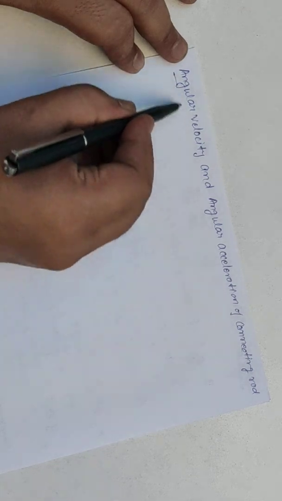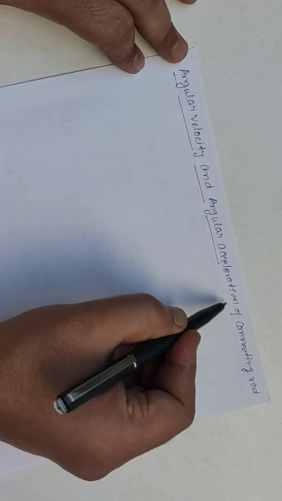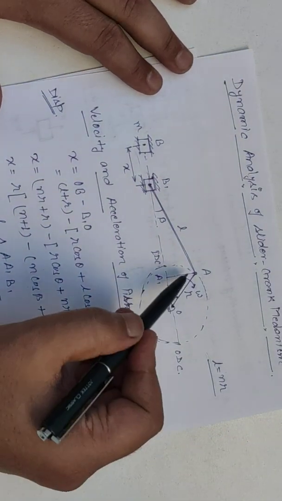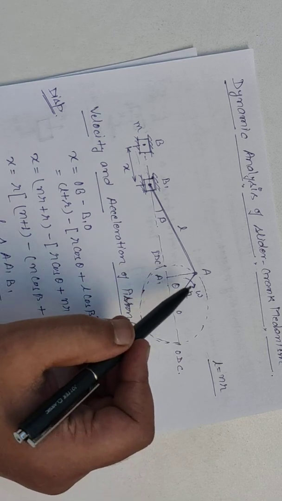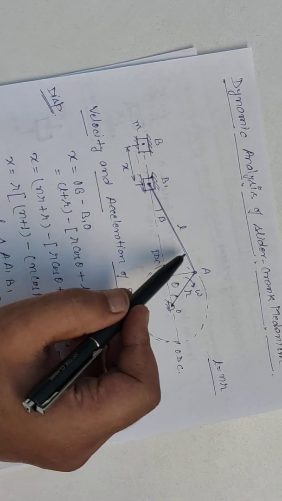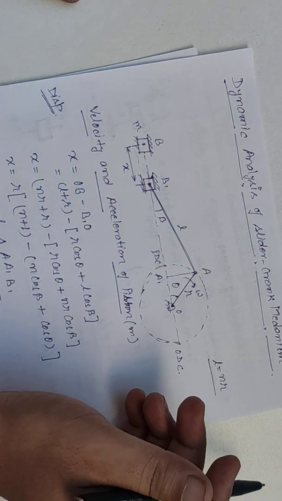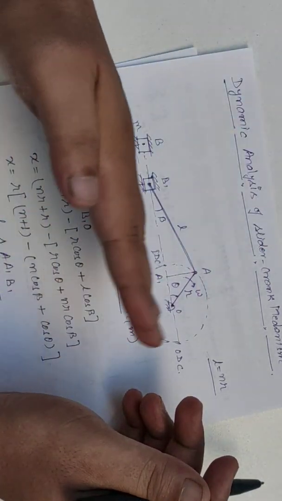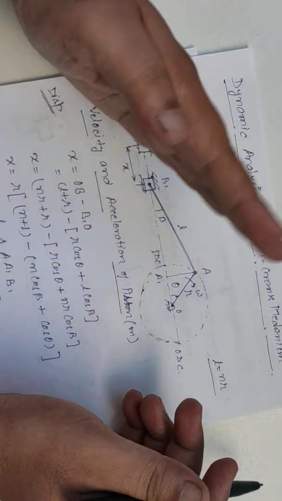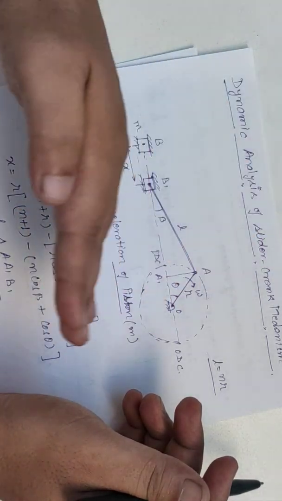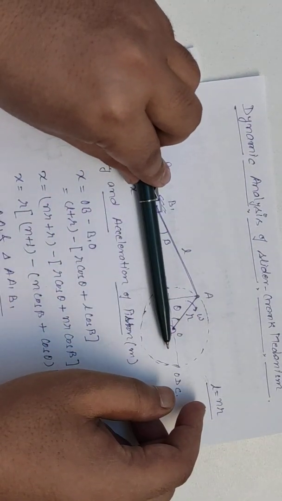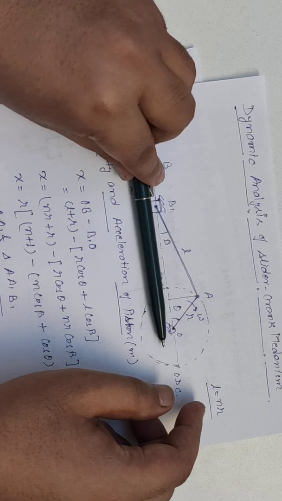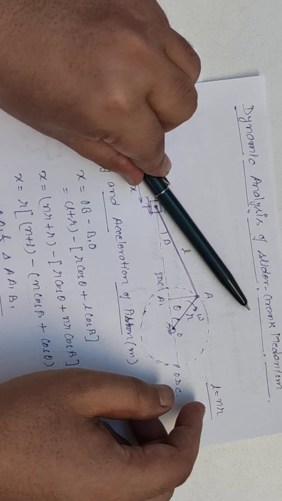Okay, angular velocity and angular acceleration of the connecting rod. From the basic diagram, this one is the crank of length r rotating clockwise with an angular velocity of omega. Here we have the connecting rod L, which has some kind of angular motion, with angle beta: when theta is equal to 0, beta is 0, and at a certain position beta will be maximum.